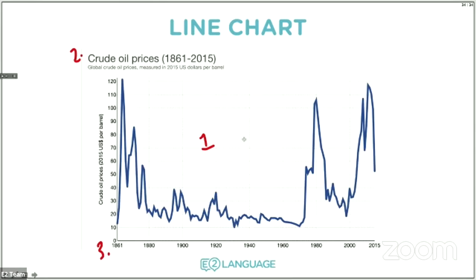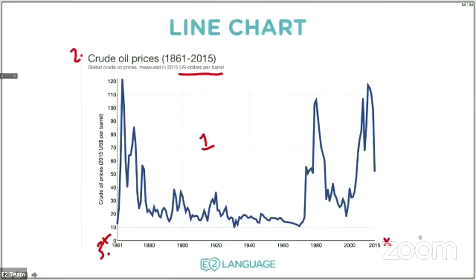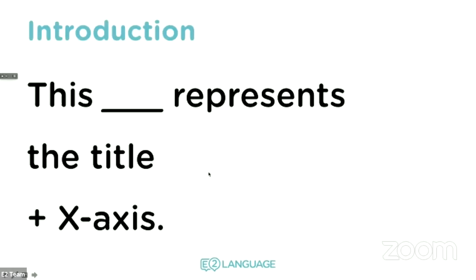You could hear a little bit of hesitation in my voice then. So the PTE algorithm has probably gone, whoop, not very good, because I was looking for those words, trying to formulate my sentences. Let me try again. This line chart represents crude oil prices measured in US dollars per barrel from 1861 to 2015. Better oral fluency. The words flowed more smoothly. My pronunciation was crisp and my content score was good because I did describe or introduce that graph very well. This line graph represents the title plus the x-axis.